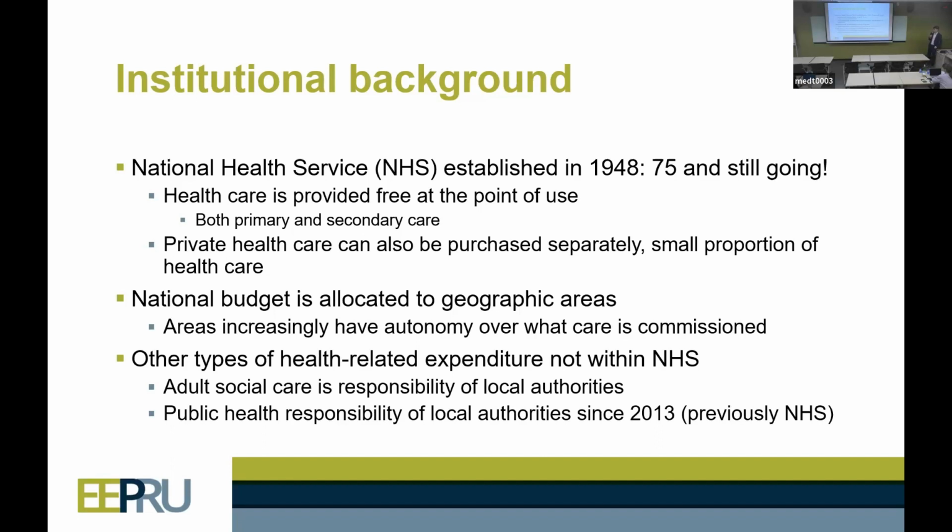Now, importantly, and this is really important for the kind of work that I'm going to present, we have a national budget for the NHS, but then this is devolved to different geographic areas in terms of what care can then be spent on. So even if the commissioning is done centrally, there's still a local budget that is determined nationally in order to devolve those resources down to the local level. In some cases, the local areas themselves control what is commissioned. That's increasingly the case. So local areas have more control over what care they're able to purchase from their budget.